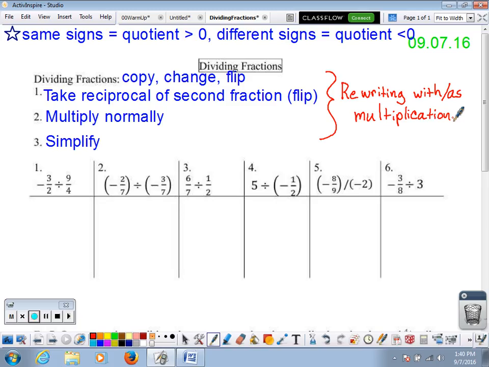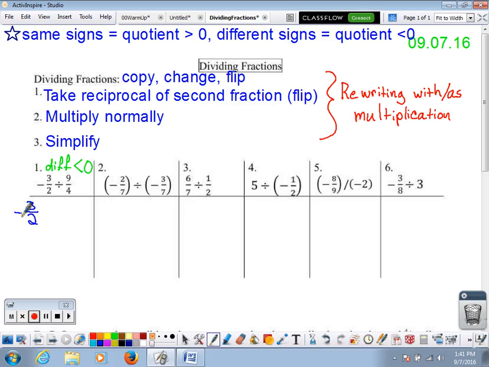All right, so we're going to jump around a bit, but let's start at the first one, and we'll go from there. So I have negative 3/2 divided by 9/4. Before I think about the numbers, we want to think about the sign. Do they have the same sign or different signs? They have different signs. And like we said, if they have different signs, that means that our quotient is going to be negative, less than 0. Okay, so I know no matter what happens, my final answer here has to be negative. So I've got negative 3/2.